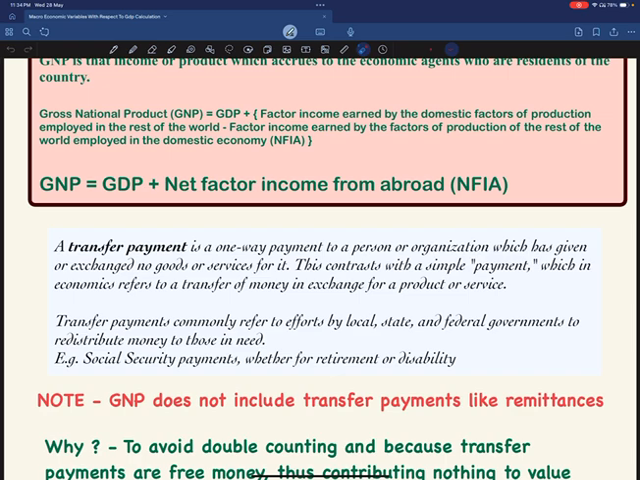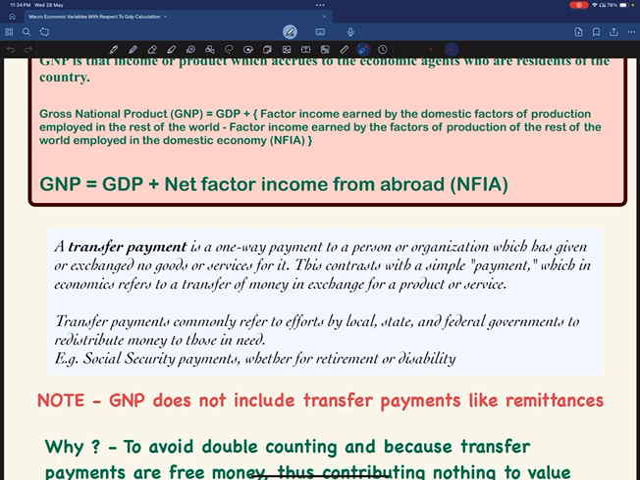This is in contrast with a simple payment, where a transfer of money is done in exchange for a product or service. In a transfer payment, only a money transfer is done without any reciprocal goods and service exchange. So it is basically free money. Someone is paying you without expecting anything in return.